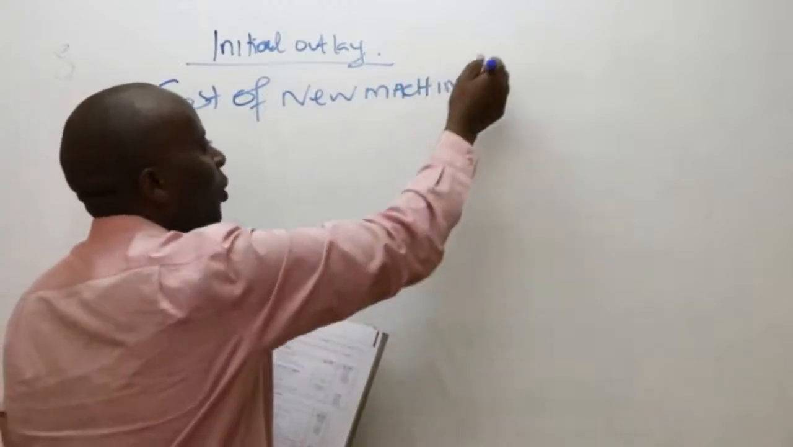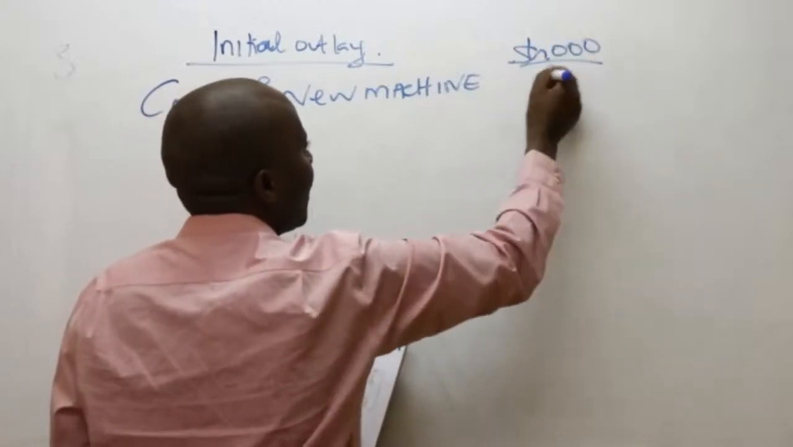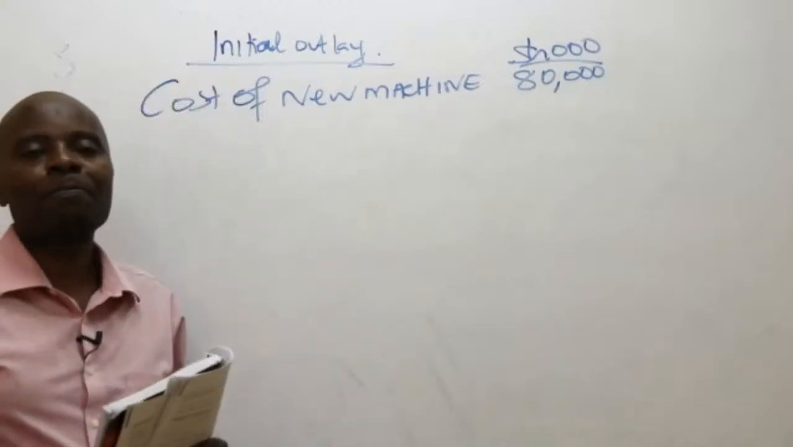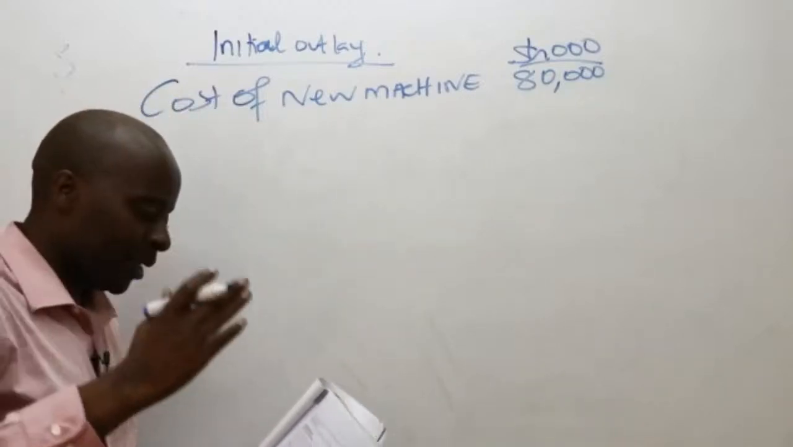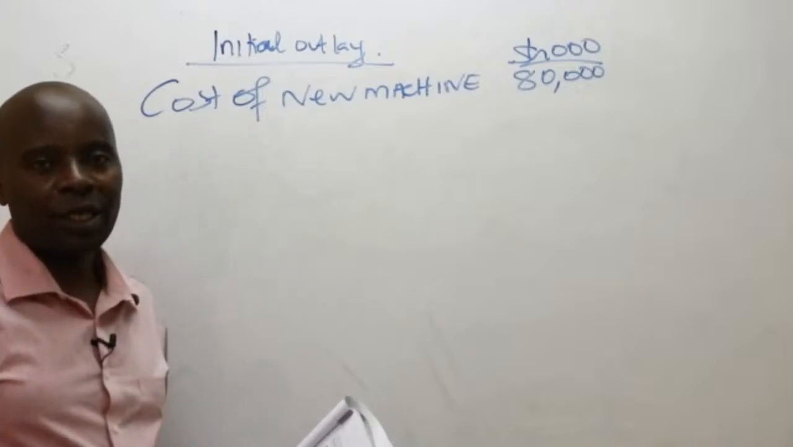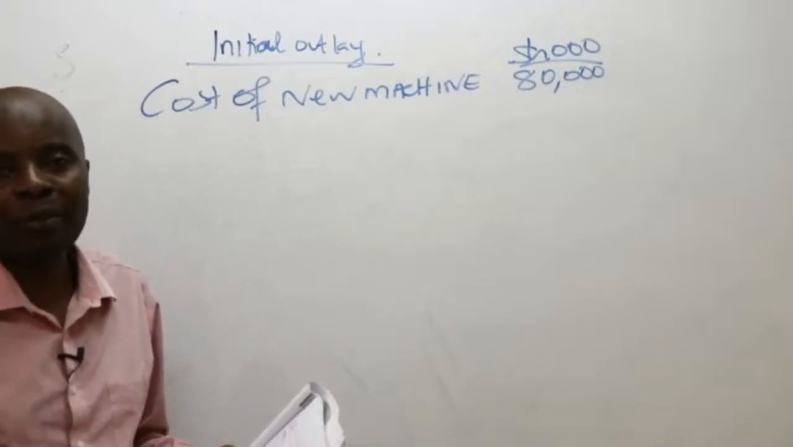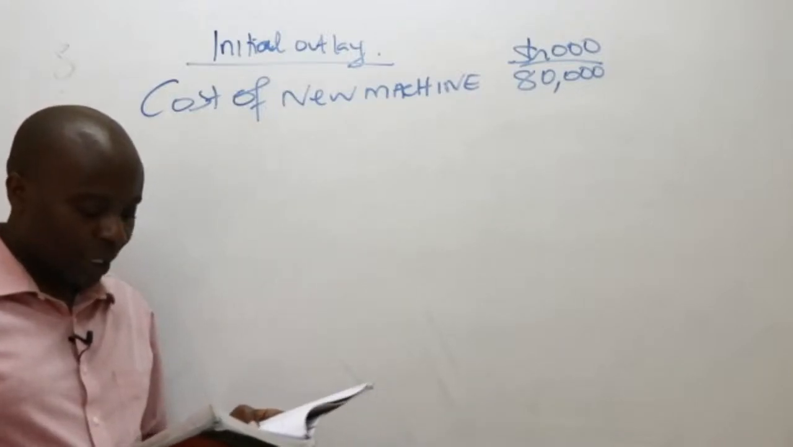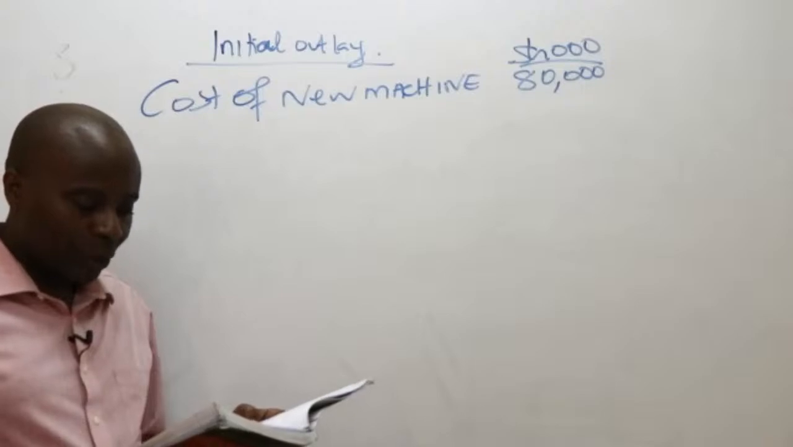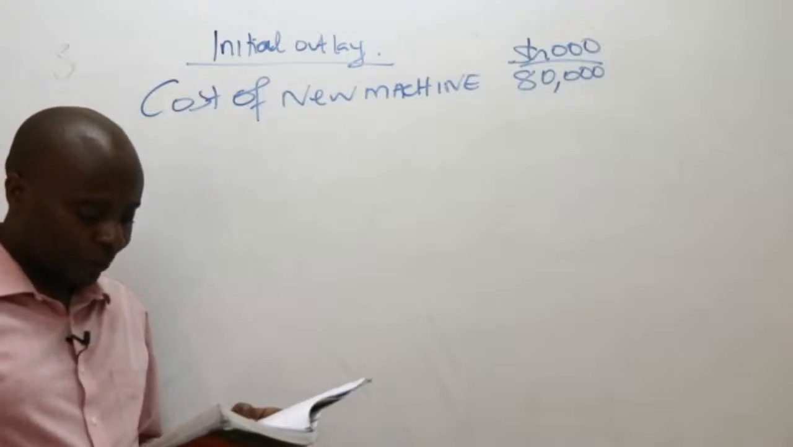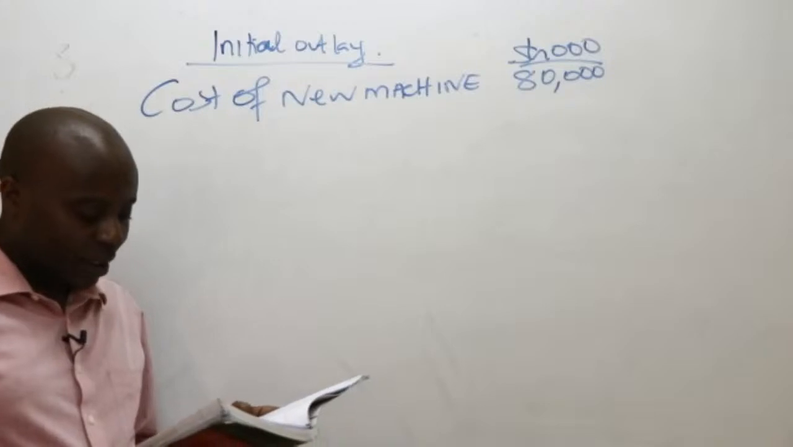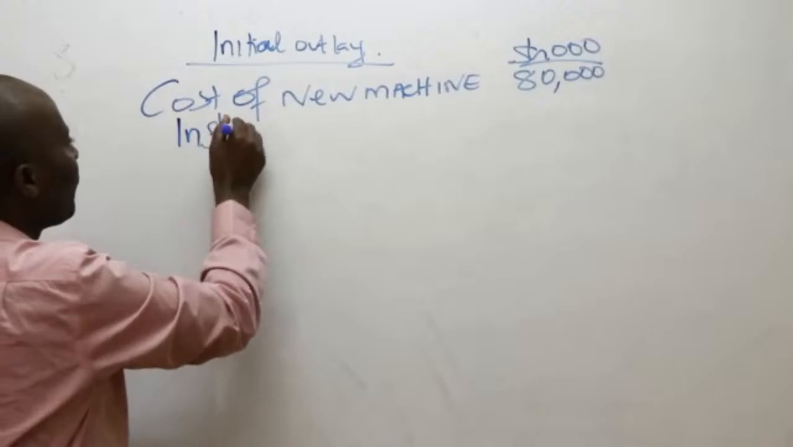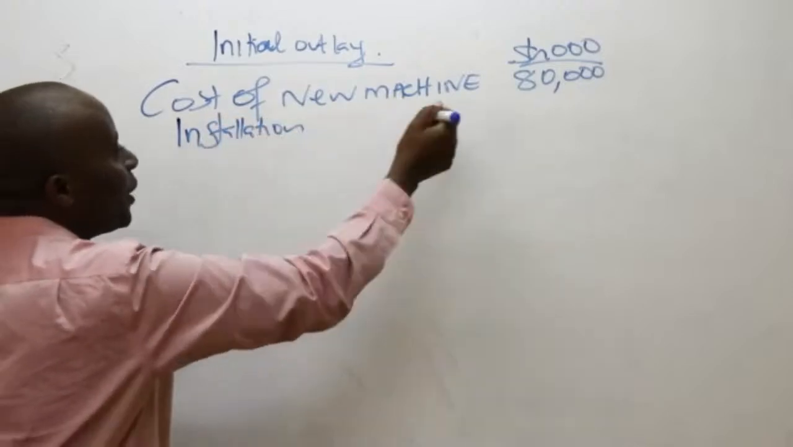Cost of new machine, in terms of shillings thousands, the new machine will cost 80,000. So the machine has been shipped. It is here in our factory. We need installation. That installation amount is an initial amount. They have told us the installation amount of the new machine. In paragraph number 3, last sentence, installation amount is how much? 6,000. Installation, 6,000.